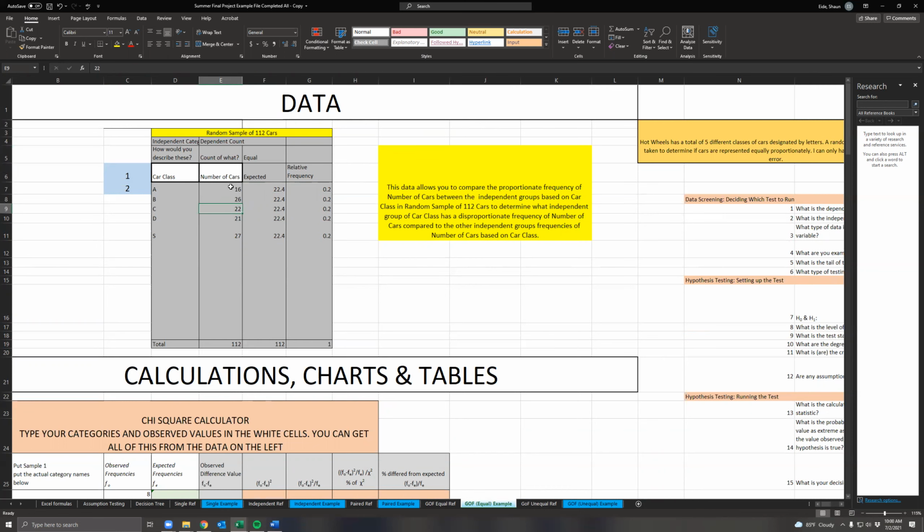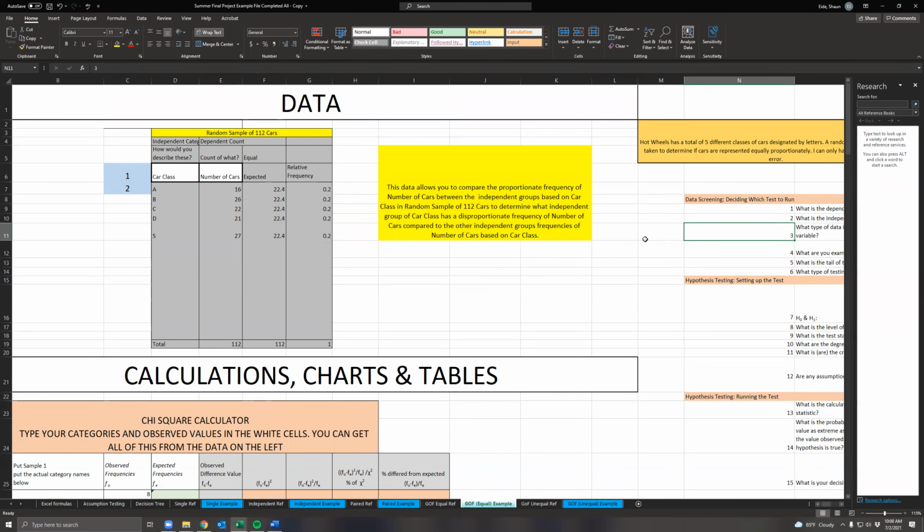So we want to know, are any of these disproportionate to one another? We have the expected frequency of all of them, which is the relative frequency of 0.2, 0.2, 0.2, 0.2. So we have the same frequency expected for all of these, because we have a total of 5 car classes.